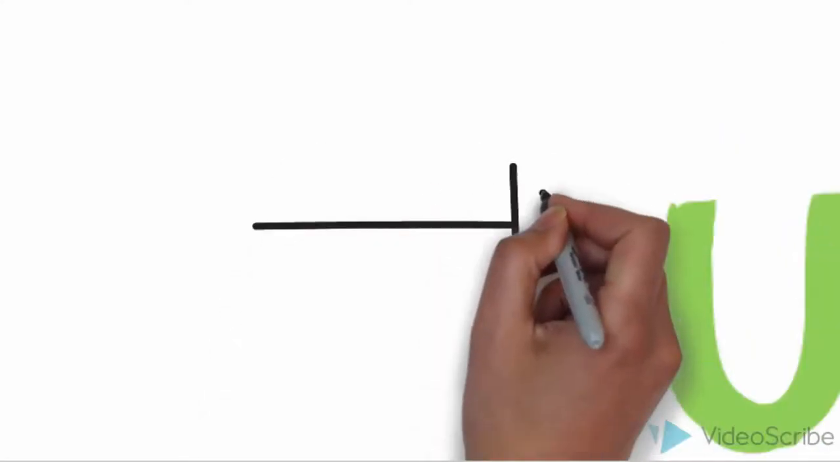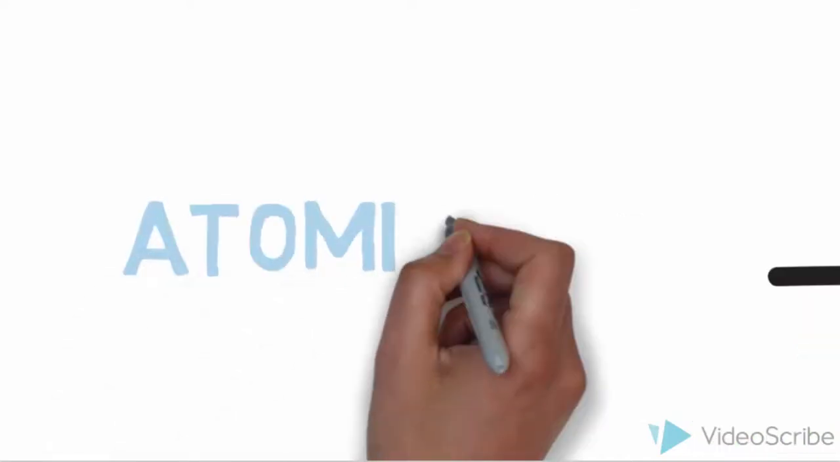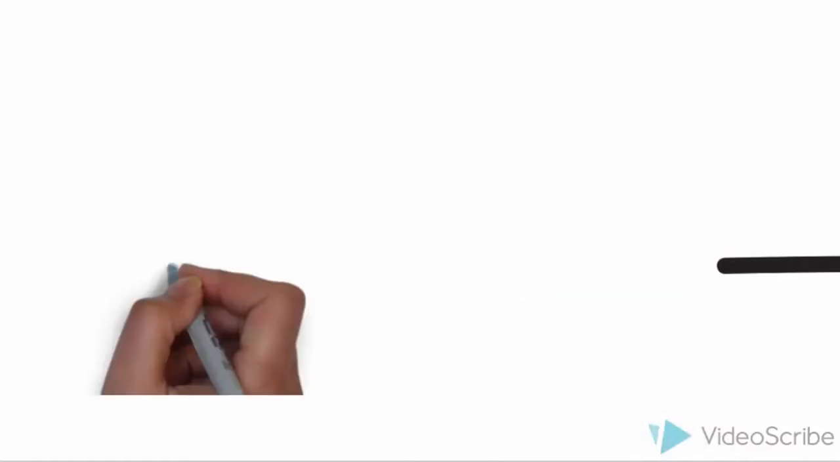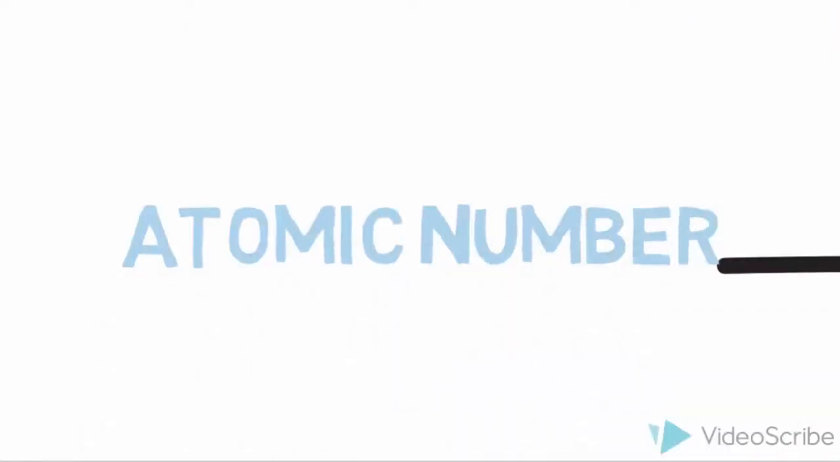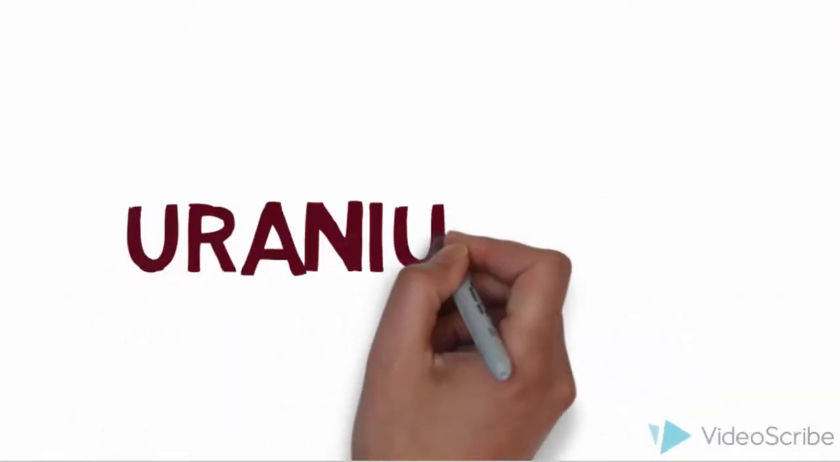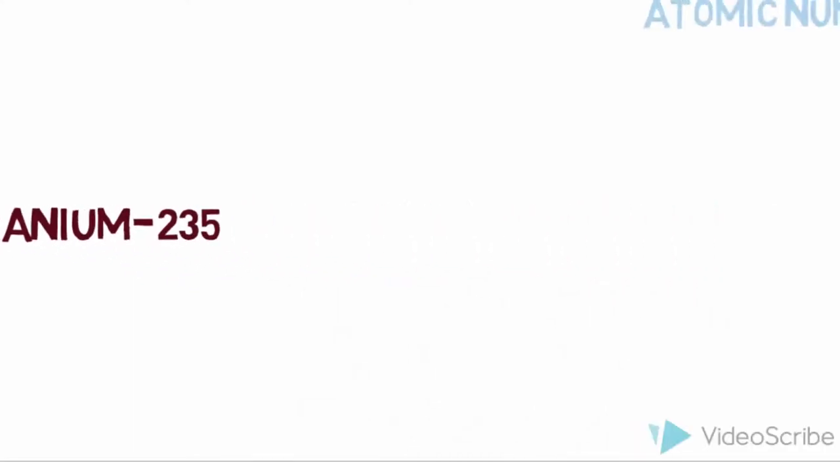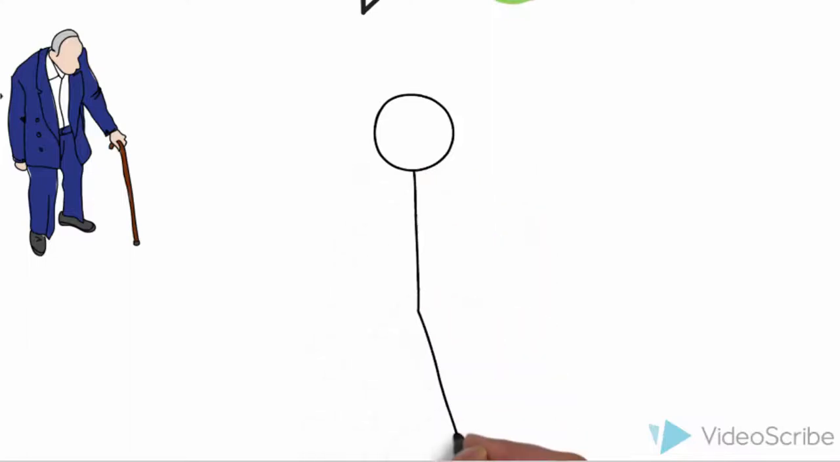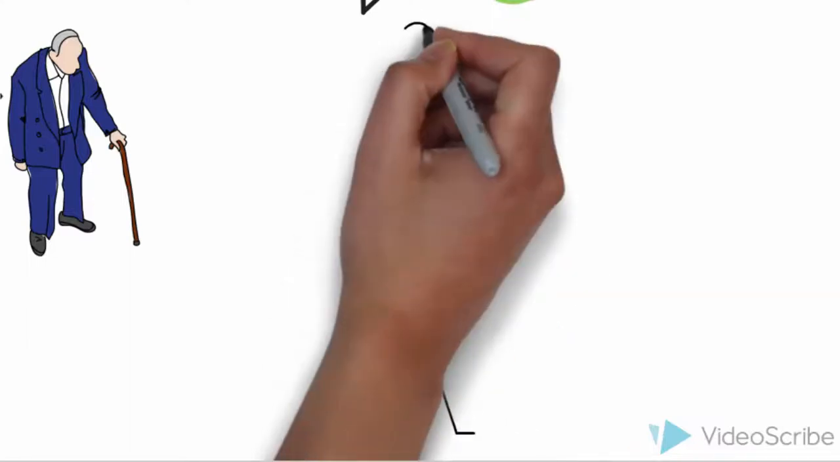235 represents the atomic mass and 92 represents the atomic number. Uranium-235 has a half-life of 4,500 million years, which is the same age as Earth, so it decays very slowly. So slow that no one actually knows what it decays into.